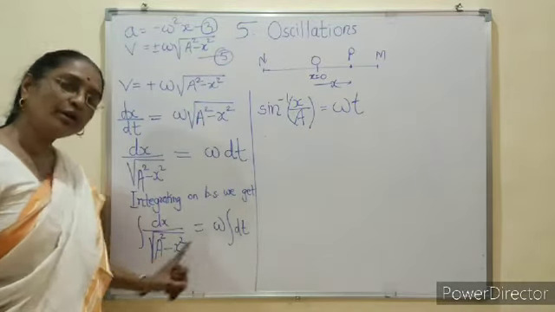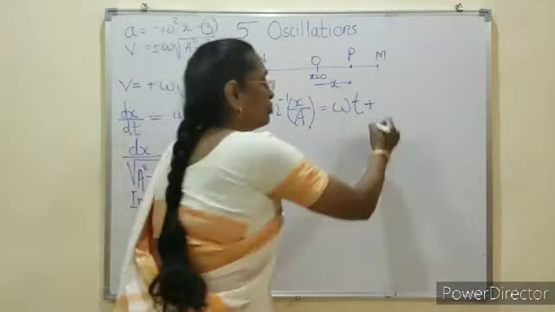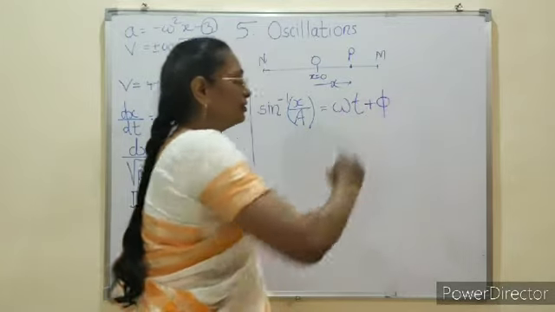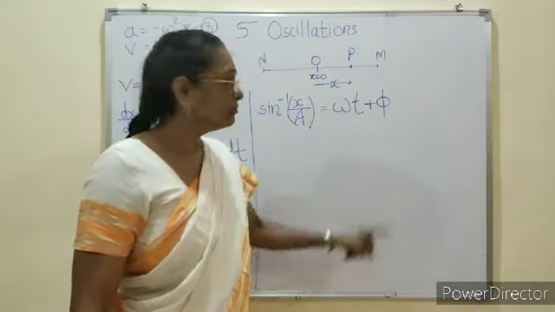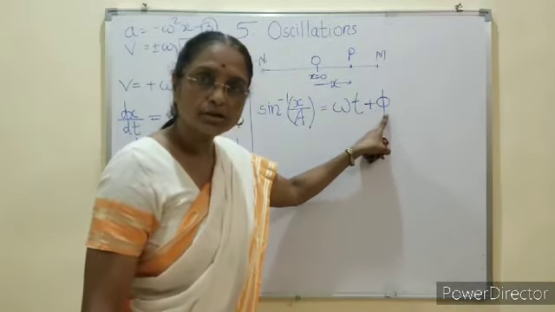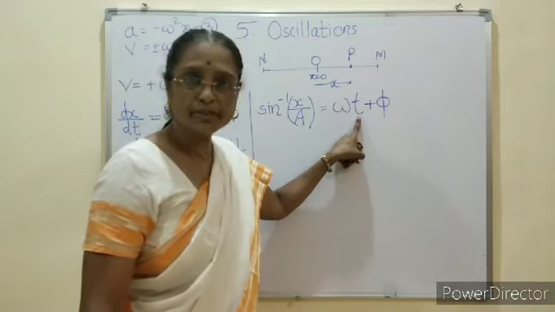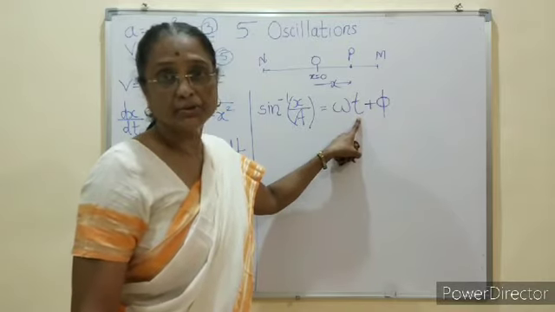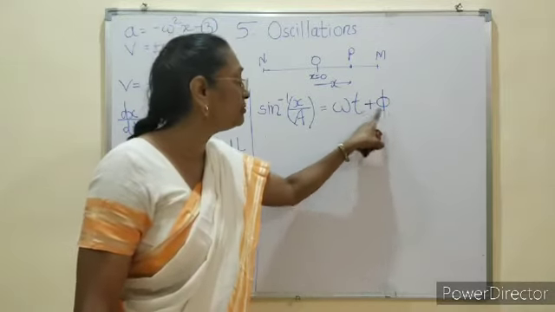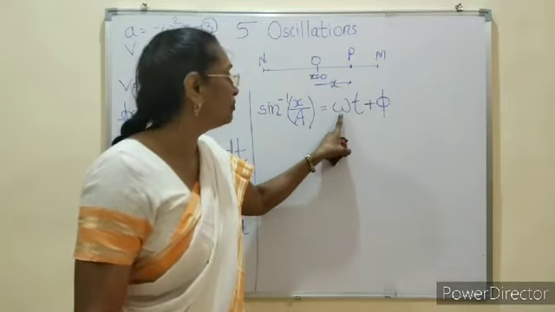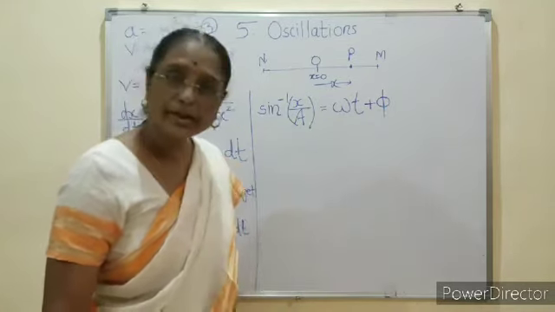But here limits are not taken for integration, therefore we add a constant. That constant is denoted, suppose we take it as phi, representing an angle, because we have to add a constant which has the same dimension as the first term. So omega t is representing angle, as we studied in UCM. So here also we have to substitute a constant having the same dimension as the angle. So omega t plus the constant of integration, phi, represents the angle.